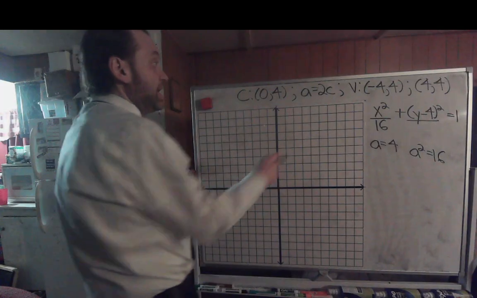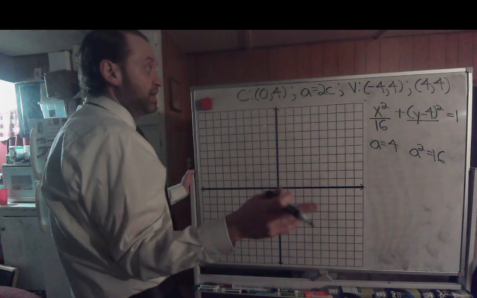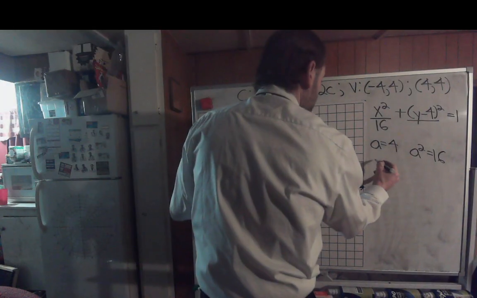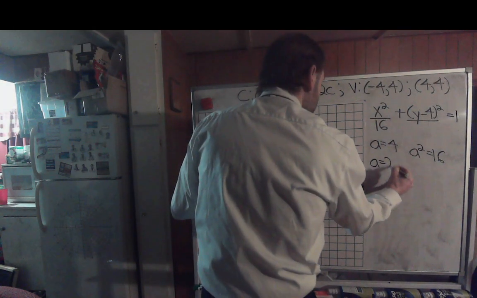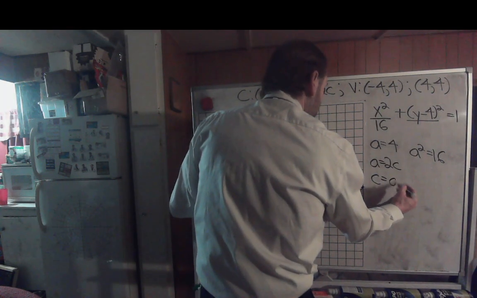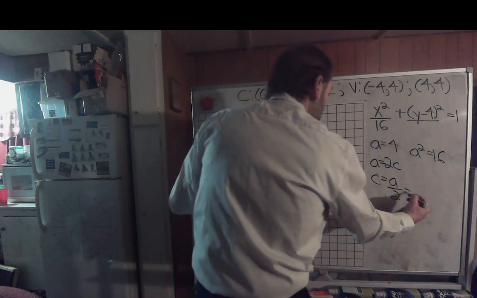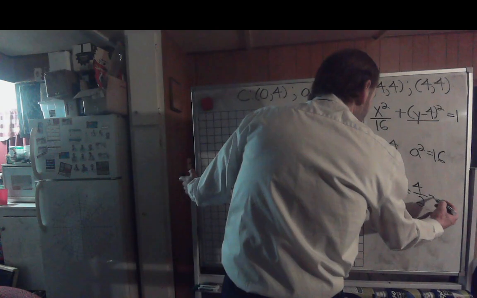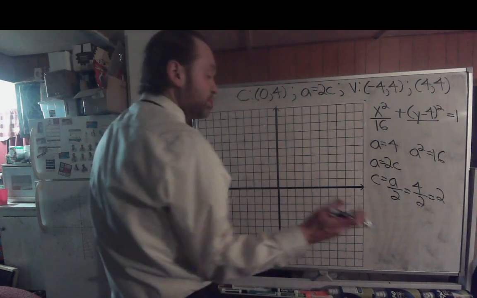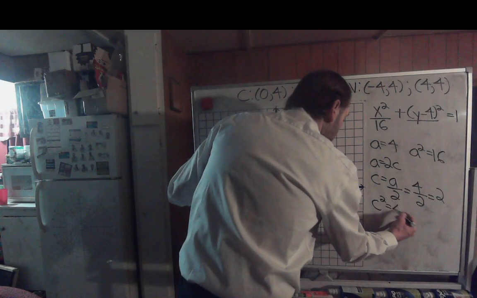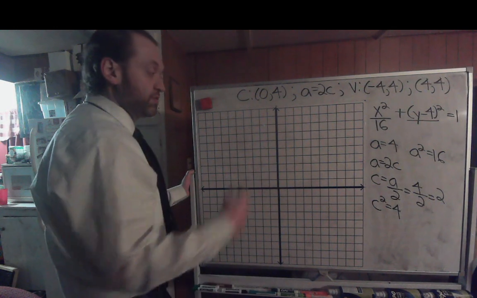Now, if A equals 2c, here's the thing, we got to solve for c. A equals 2c, which means that c equals A over 2, which would have to be 4 over 2, which would have to be 2. So c equals 2. Well, what do you know? That means c squared equals 4. We just solved for c.